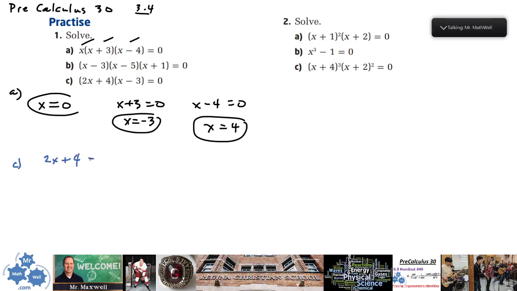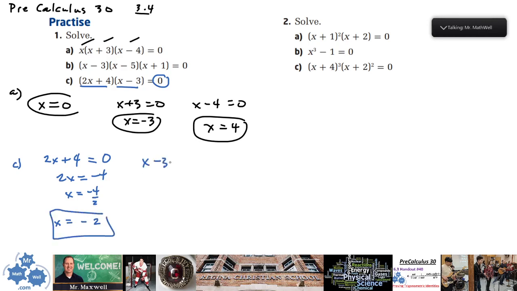Okay? C is a little bit trickier, but you still do the same thing. So 2x plus 4. Well, if this is 0 or if this is 0, then the product is going to be 0. So the solutions are found where the x values that make each factor 0. So you just let each factor inside the brackets equal 0 and solve. So this is going to be 2x equals -4, x equals -4/2, which simplifies to -2. So -2 is a solution. And also x minus 3, where does that equal 0? Well, that equals 0 when x is +3, and so on.